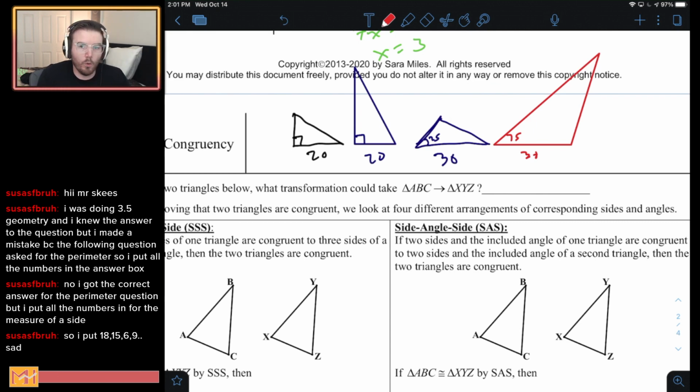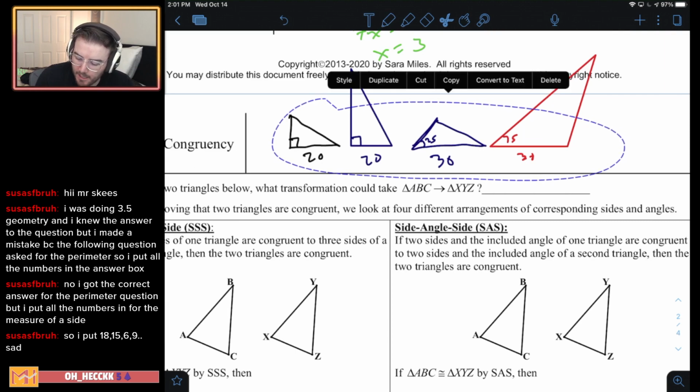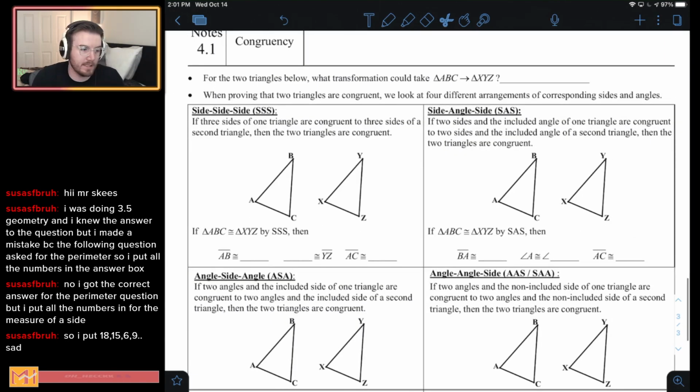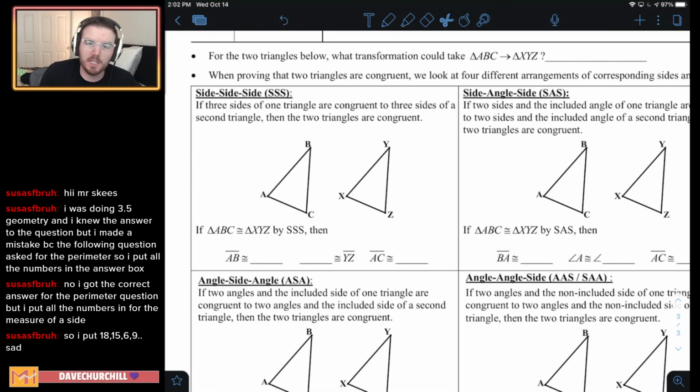So what is enough? What is enough to declare that these two triangles are the same? These are what's enough. If all 3 sides of a triangle are the same, we know that the two triangles are congruent. If this triangle and this triangle have all the same sides, there's no ifs, ands, or buts about it. Those two triangles are congruent, and we call that side, side, side.